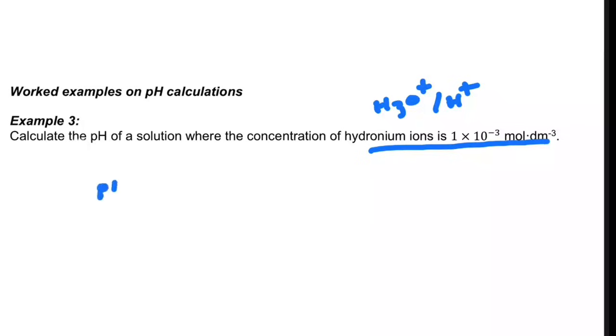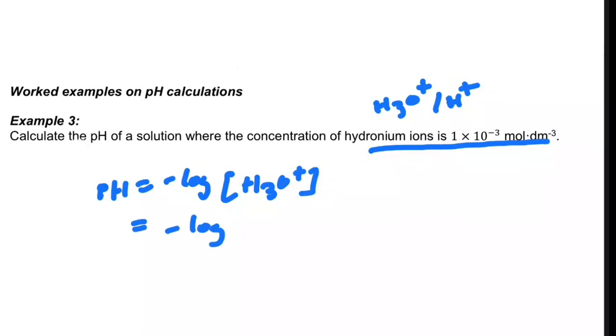So we're going to have pH being equal to minus log of H3O plus. We can use H3O plus and H plus interchangeably. This is going to be equal to minus log of 1 times 10 to the minus 3. Let me just go ahead and put that in my calculator. Minus log of 1 times 10 to the minus 3 is equal to 3. So the pH in this case would be equal to 3, if the concentration of hydronium ions is 1 times 10 to the minus 3 moles per decimeter cubed.